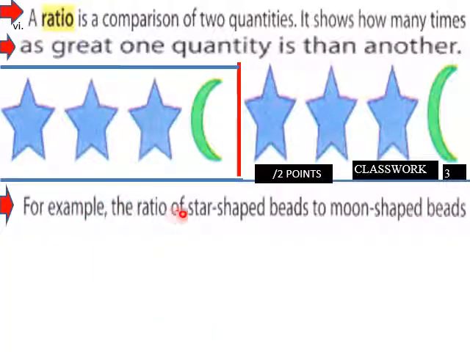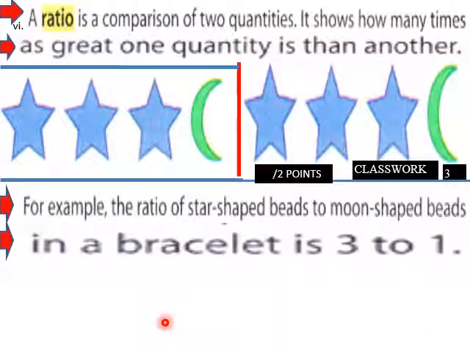For example, the ratio of star-shaped beads, which are these here, to moon-shaped beads, which is this here, in a bracelet is 3. For every 3 star beads, you have one moon bead.